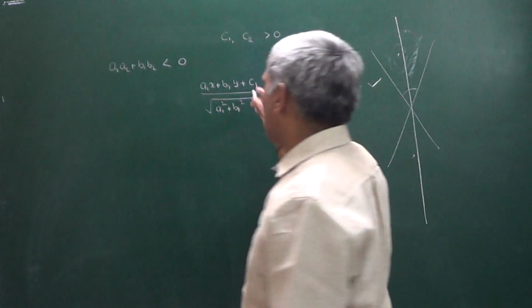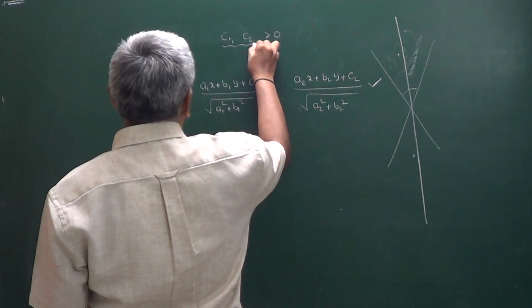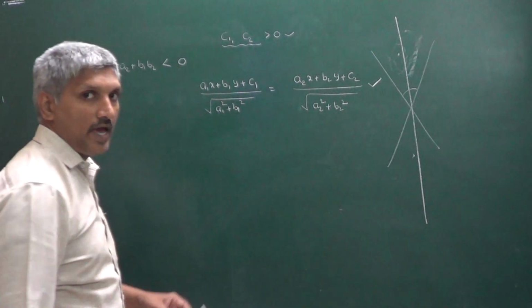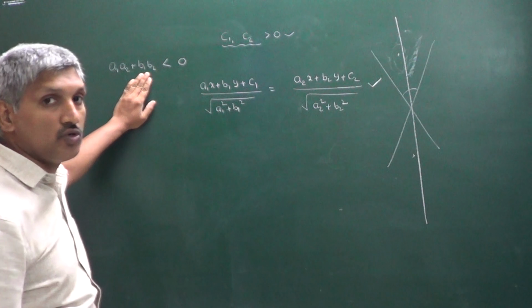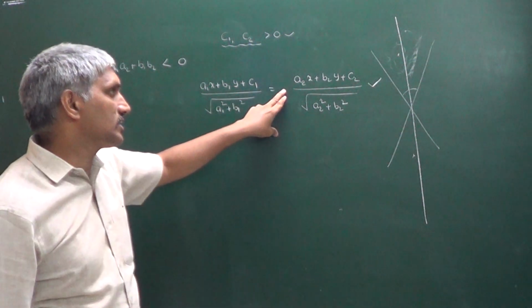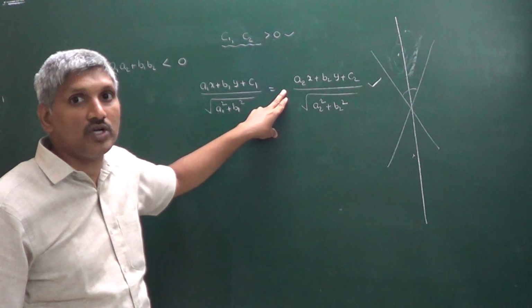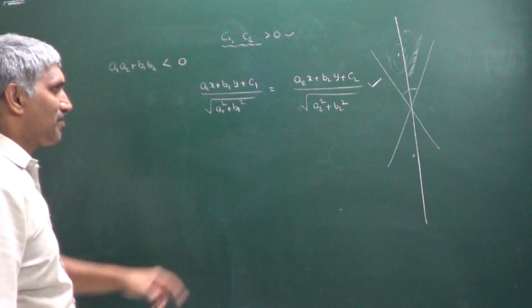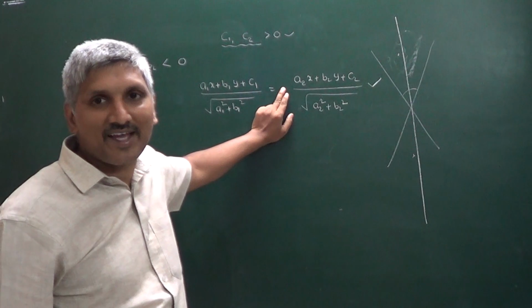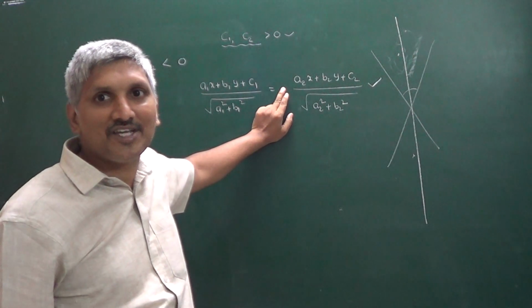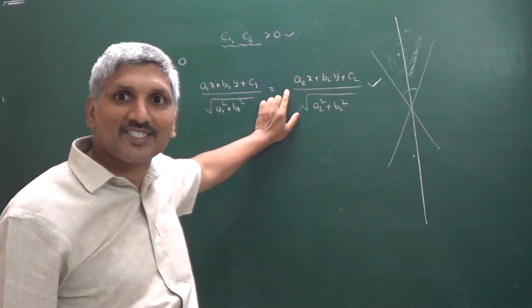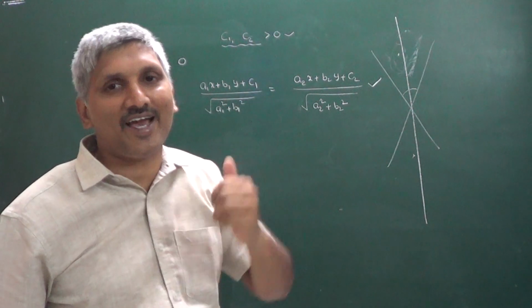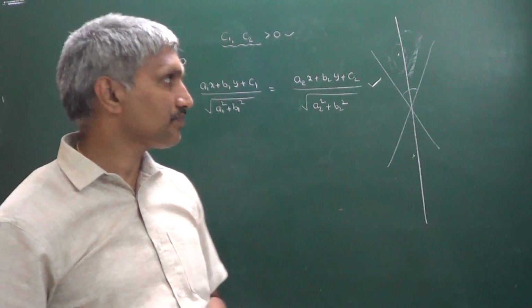Okay. So what is that? First of all we have to make C1, C2 positive. If A1A2 plus B1B2 is less than 0, the plus sign represents the acute angle bisector containing origin. But if the plus sign represents the acute angle bisector containing origin, then automatically the minus sign represents the obtuse angle bisector, right?